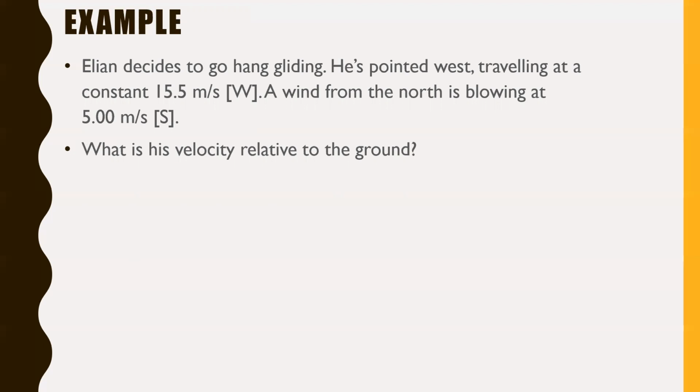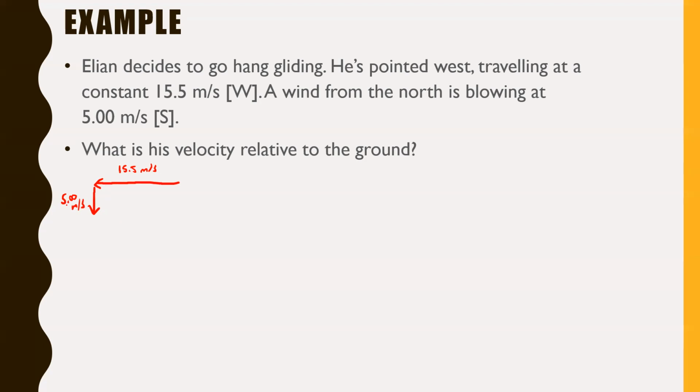So again, it says he's pointed west, traveling at 15.5 meters per second west. So west, of course, is this way. So he's pointed this way, and that's going to be 15.5 meters per second. Now there's a wind from the north pushing down, though, at 5.00 meters per second to the south. Now that's going to cause, especially when he's hang gliding, him to actually change course a bit. So even though he's pointed to the west and traveling in an X direction to the west, the wind from the north is going to push him a little bit off course, about like this far, we'll say, down to the south, 5.00 meters per second.